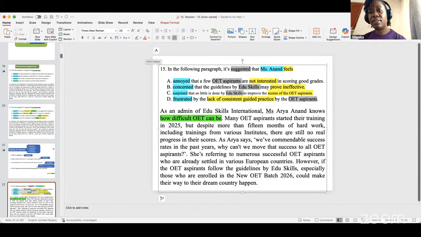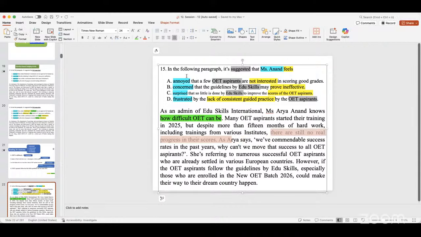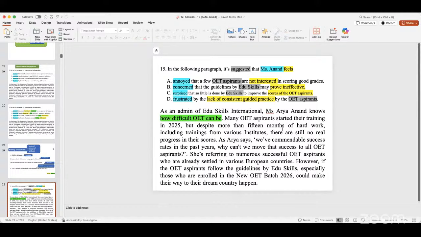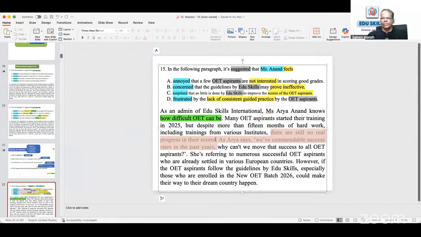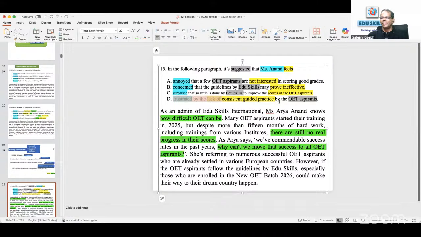Frustrated. Frustration. There is no real progress. In spite of such long trainings, there is still no real progress in their scores. What is the feeling? Frustrated. Why can't we move that success rate to all OET aspirants? What's the feeling? Frustration. Ultimately frustration. Arya Anand, the admin, is frustrated.